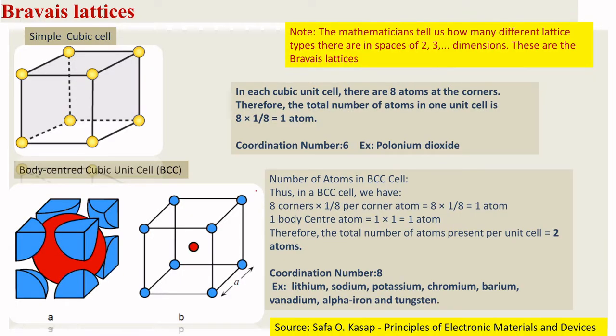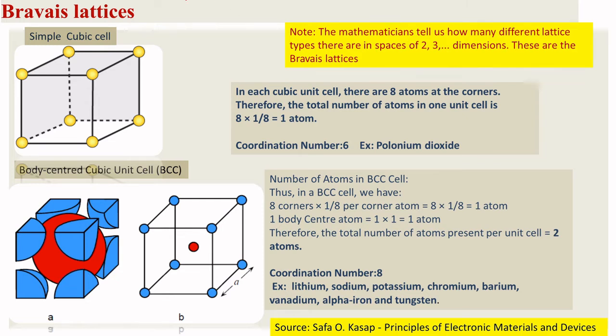Now we will go for some familiar structures. See, you have n number of lattice types. The mathematicians have classified them many times based on the concept of the Bravais lattice. They have different representations of the spaces.